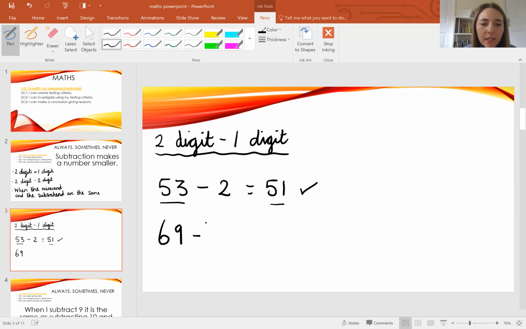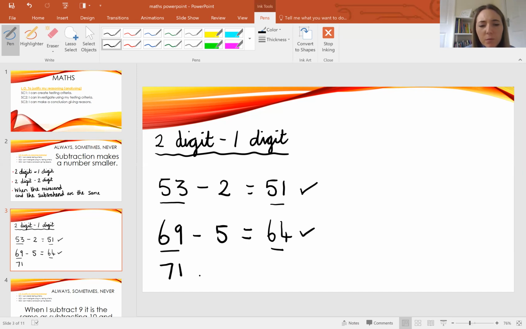69 take away 5. Can you work it out? Well done, it's 64. So has that become smaller? Yes, it has. And then I might think, well, what if I need to regroup? Is that going to make the number smaller? So I'm going to try and come up with a question where I have to regroup.